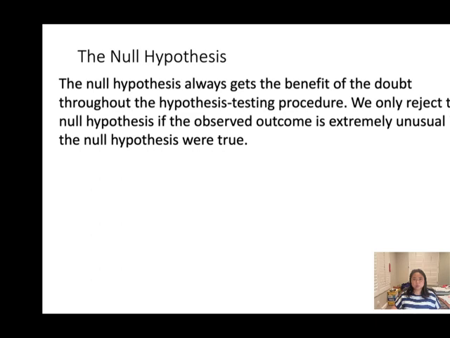The null hypothesis always gets the benefit of the doubt throughout the hypothesis testing procedure. We only reject the null hypothesis if the observed outcome is extremely unusual if the null hypothesis were true. After we get the data, we draw the conclusion: reject the null hypothesis or fail to reject the null hypothesis. We don't say accept the null hypothesis or accept the alternate hypothesis. So keep in mind, reject and fail to reject.